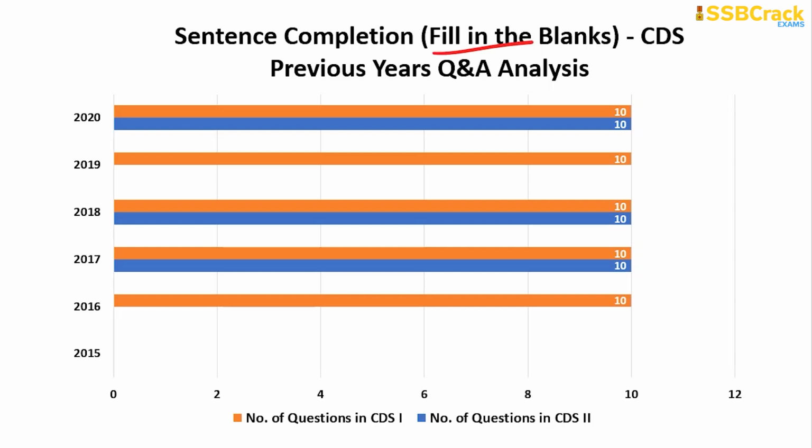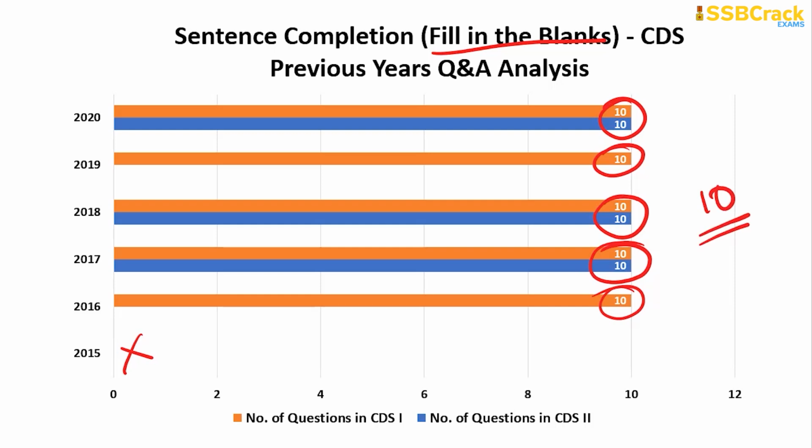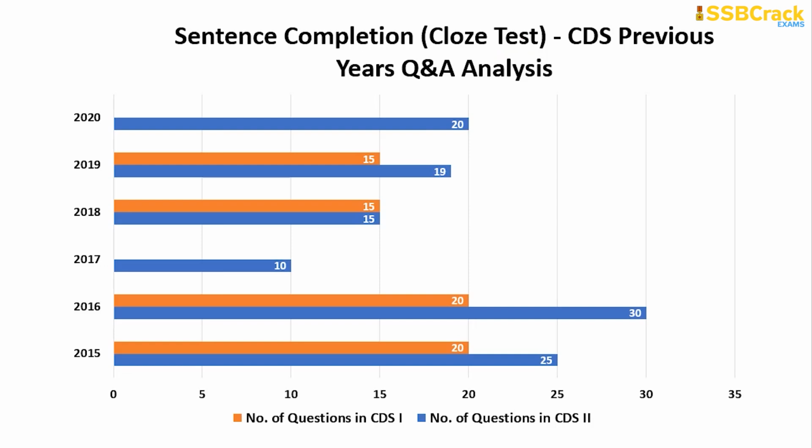So now we will first see the fill in the blanks pattern of questions which came in the CDS previous years. 10 questions have come in both CDS 1 and 2 2020 as fill in the blanks. 10 questions also came in CDS 1 2019. 10 questions came in both CDS 1 and 2 2018, also in 2017 and also in CDS 1 2016. No questions came in the year 2015 from fill in the blanks. So this is a very common type of question you can expect in the CDS English paper, carrying approximately 10 questions from it. Now coming to the cloze test, here you have got 20 questions from CDS 2 2020.